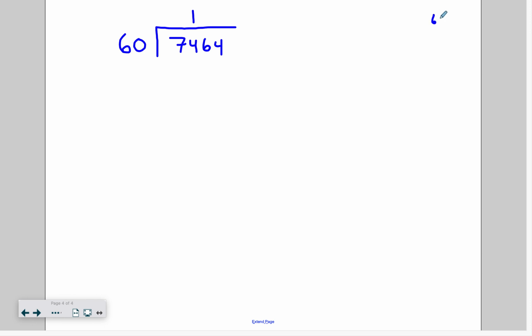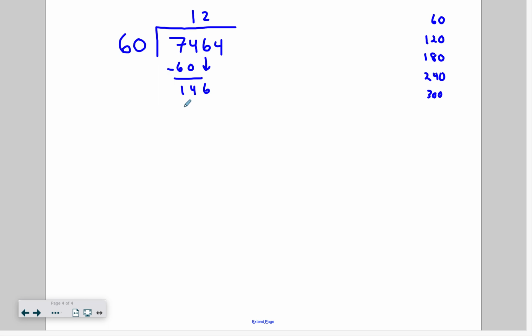Multiples of 60 are 60, 120, 180, 240. You can just write the multiples of 6 and add a 0. 300, and so on and so forth. So let's go through. I can subtract 60 once. I bring my 60 down. I subtract: 74 minus 60 is 14. I can't subtract 60 from 14, so I've got to bring the 6 down. All right, so which is the one that's just below? It'll be 2.